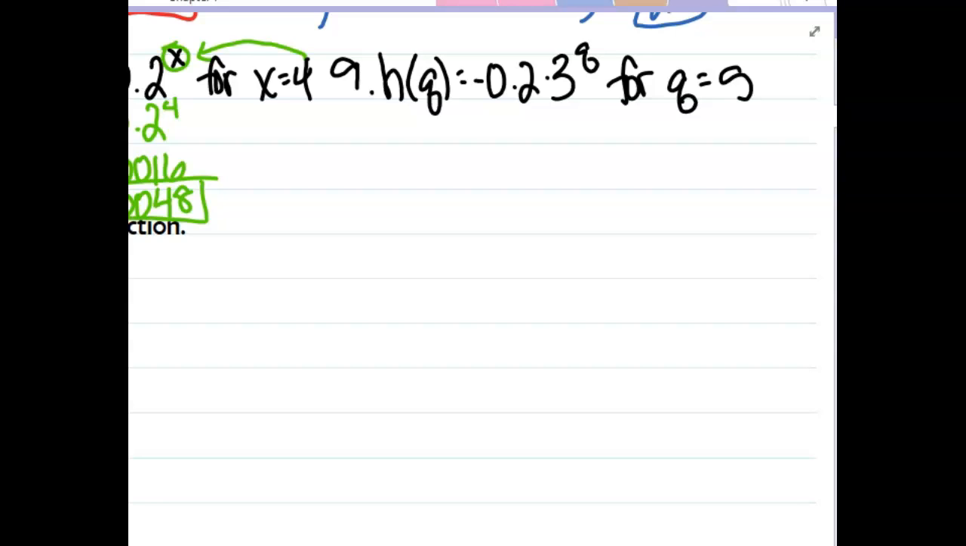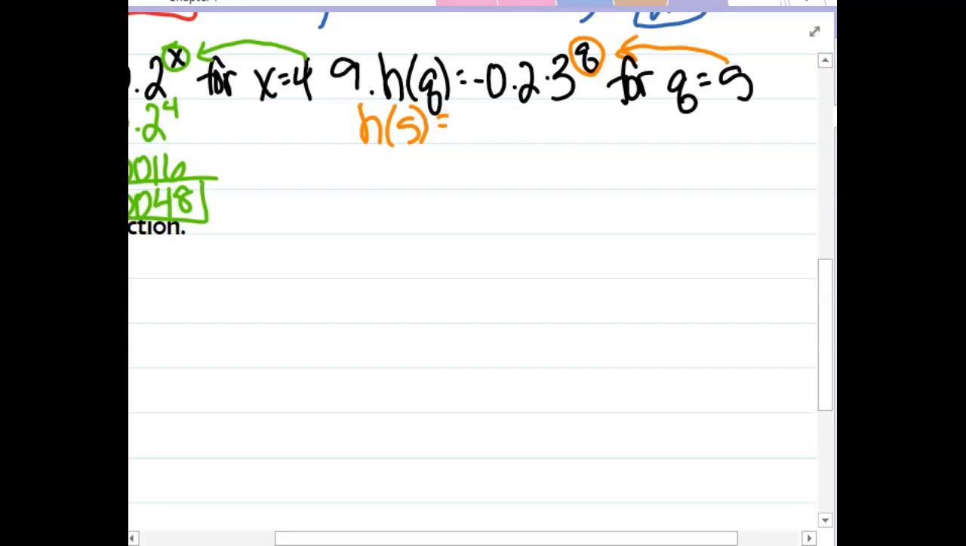Now, although it's different letters, different variables, notice it gives me a value for q. There's a q in my function, so we're still plugging that number into your function rule. So we're going to find h of 5. That's what it tells me to evaluate for. Negative 0.2 times 3 to the 5th power.